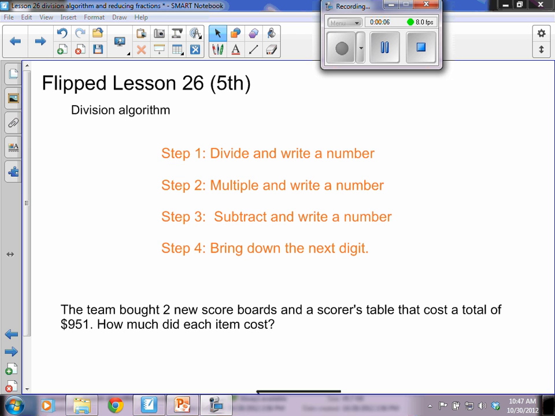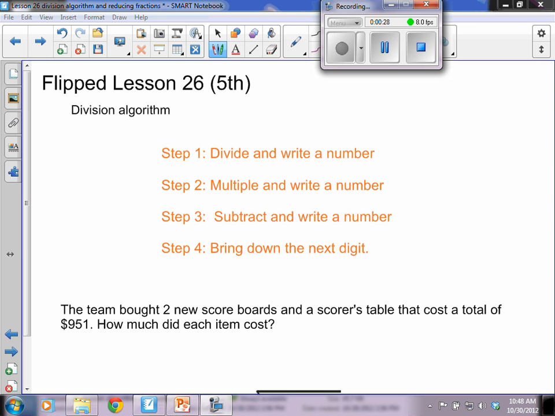Today we are going to talk about the division algorithm, or basically the steps that you need to take when it comes to dividing two numbers. Step number 1, we're going to start by dividing and write a number. Step number 2, multiply and write a number. Step number 3, subtract and write a number. And step number 4 is bring down the next digit.